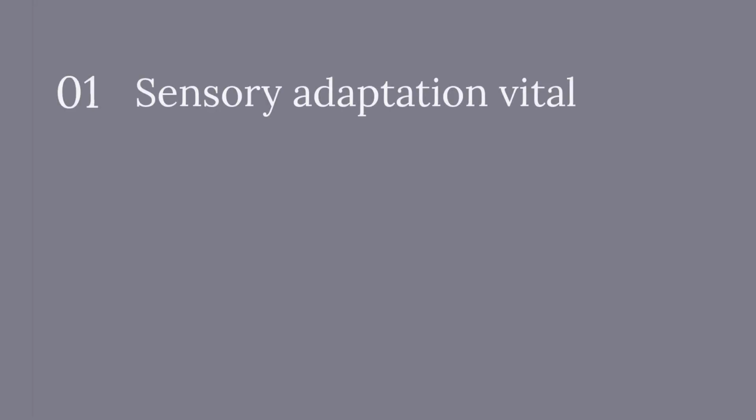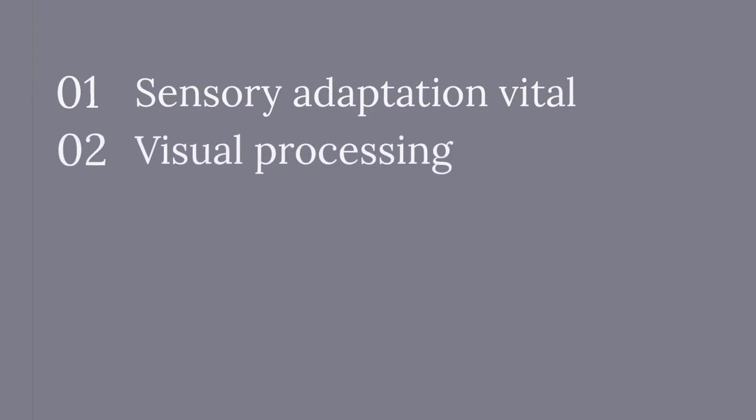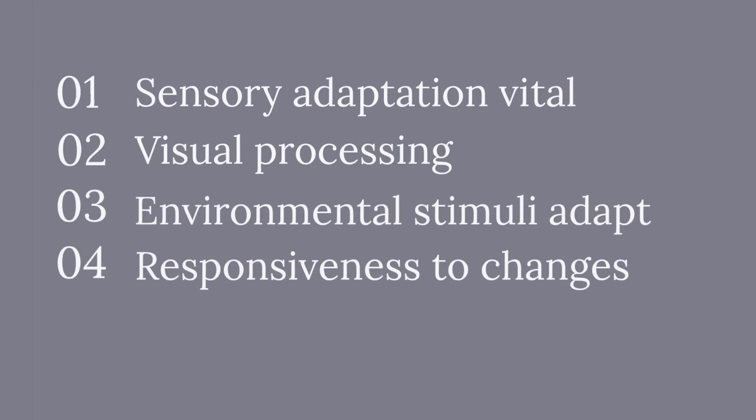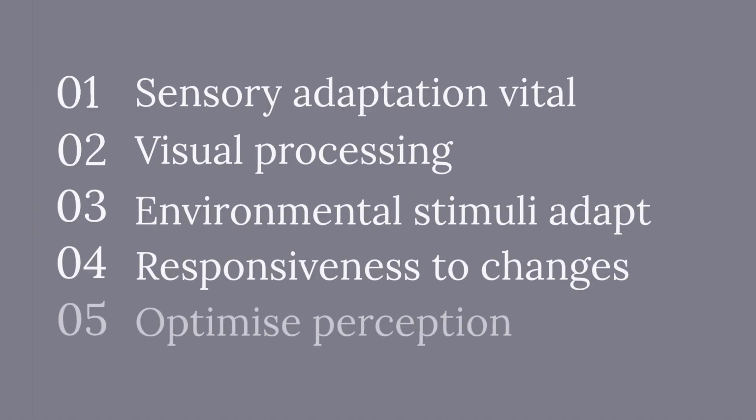Sensory adaptation is key in visual processing. It adjusts to changing environmental stimuli. This ensures responsiveness to light and motion changes. Feedback mechanisms optimize perception. Sensory adaptation highlights the dynamic nature of visual processing.